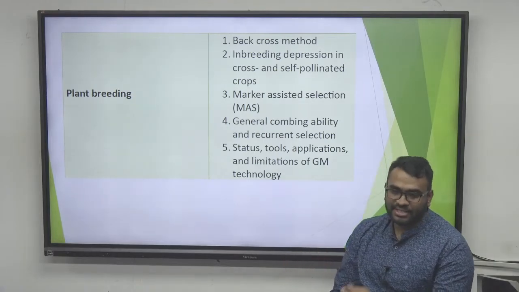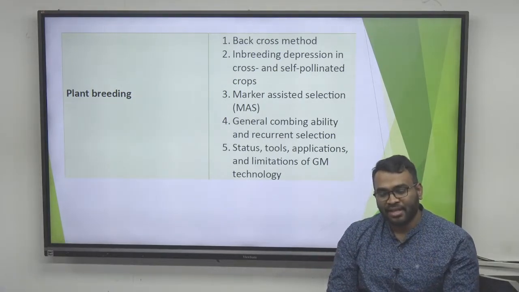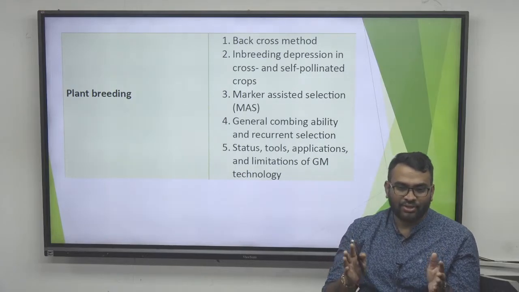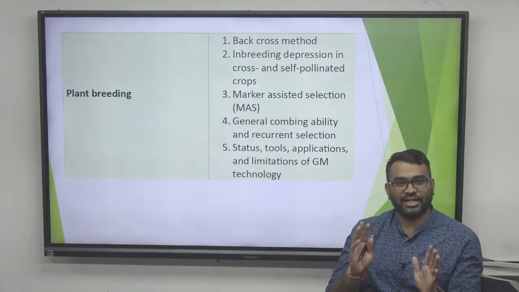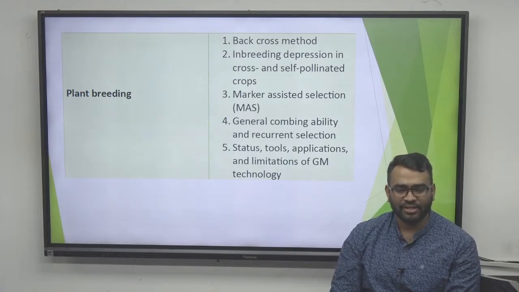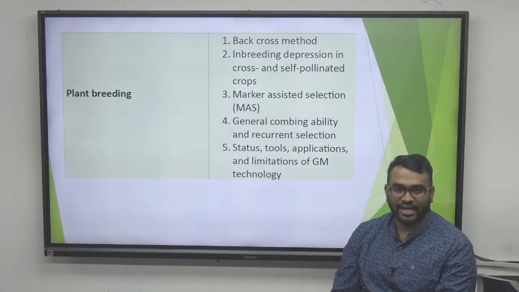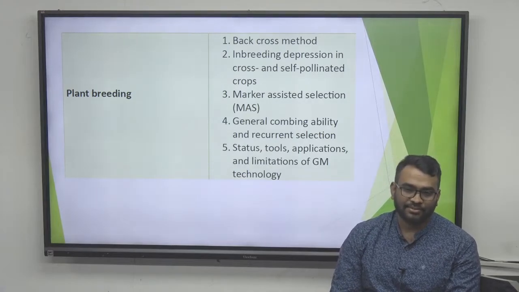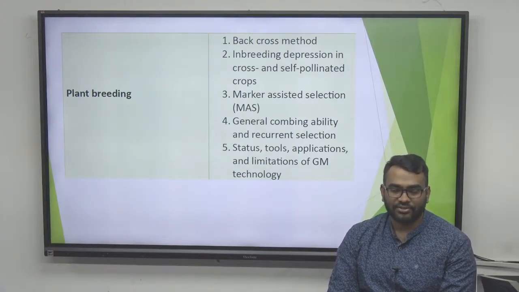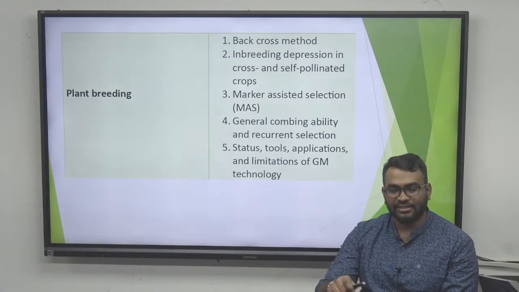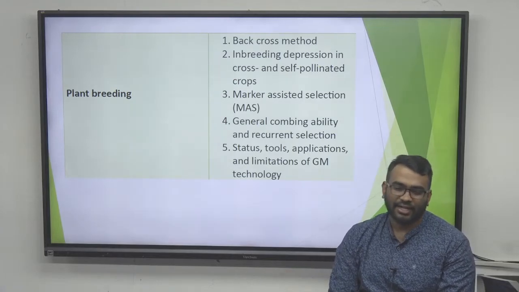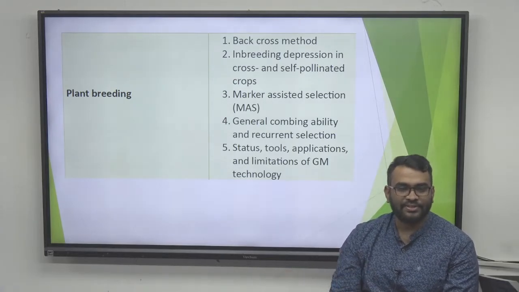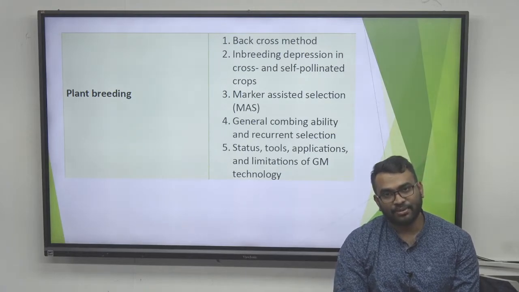Next one is GCA, that is general combining ability. If I want to have a breeding program, what is the compatibility between two parents? That is the understanding which we want. That is called GCA. For general characteristics, it is general combining ability. For this, of course, the selection procedure we have is recurrent selection. So GCA for recurrent selection, the exact flowchart itself is given in the BD Singh textbook for breeding.